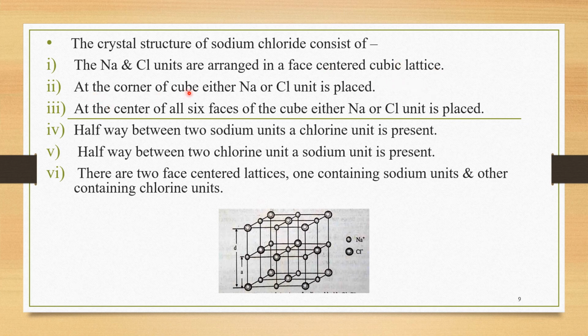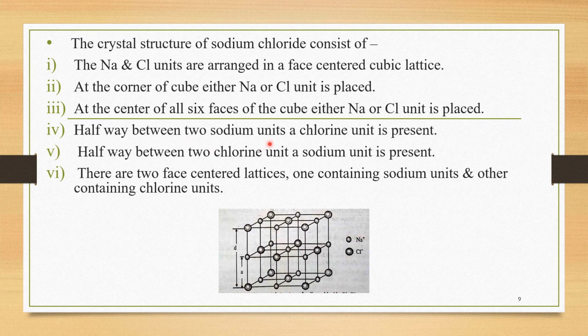At the corner of the cube, either a sodium or chlorine unit is placed. So if you consider the corner of this cube, at that corner either a sodium or Cl unit may be present. At the center of all six faces of the cube, either a sodium or chlorine unit is placed. Now there are 6 faces of this cube, so at the center of the 6 faces, either a sodium or chlorine unit may be present.